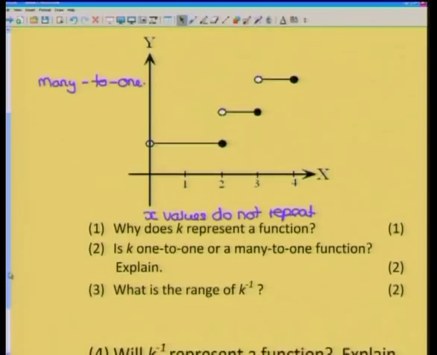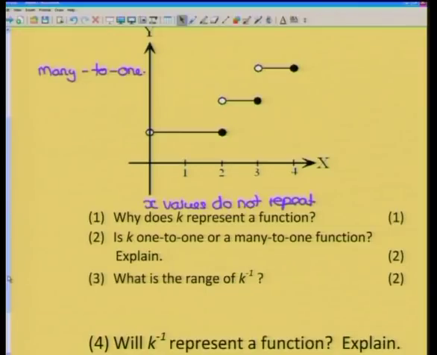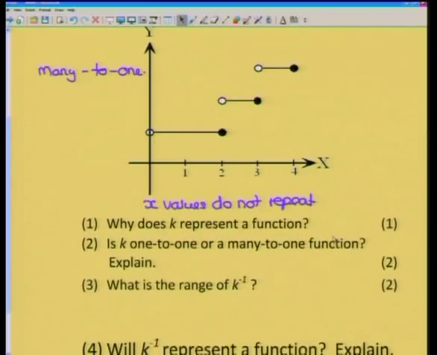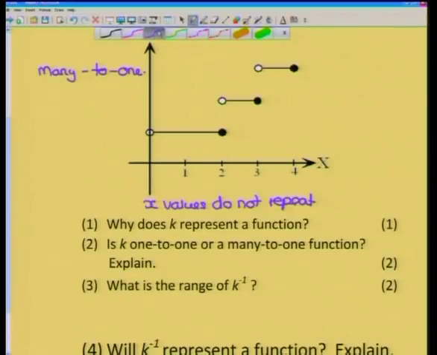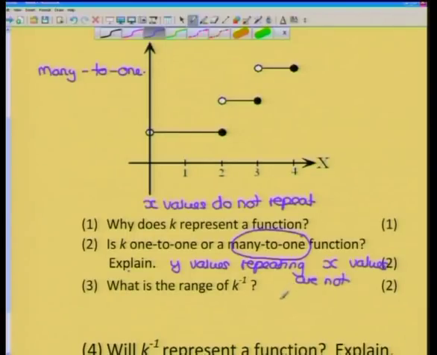All right, let's carry on with the question. It says, is k 1-to-1 or many-to-1? We've already decided that. We've decided it's many-to-1. Explain. Well, the y values are repeating, but the x values are not, therefore many to 1.